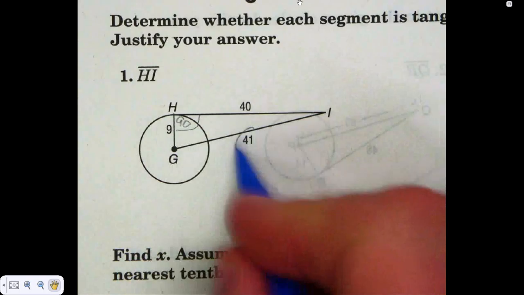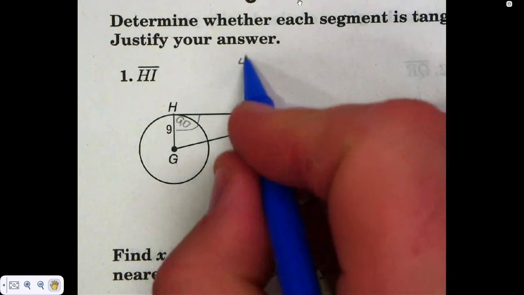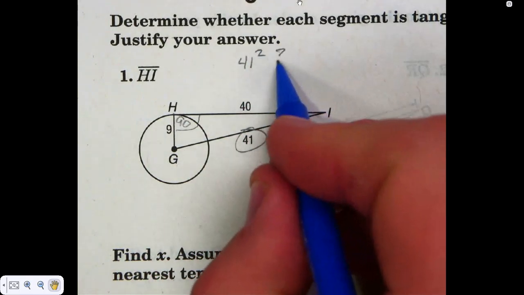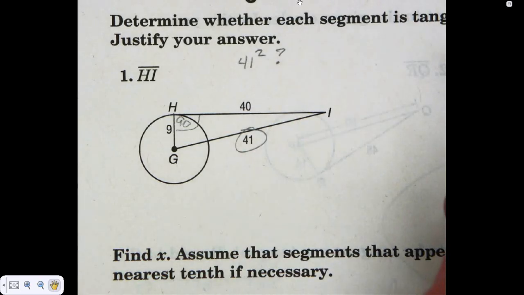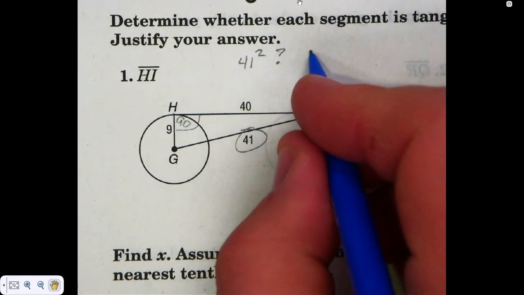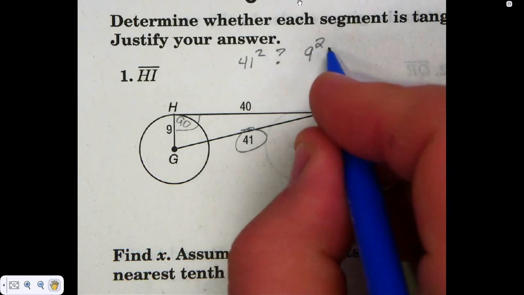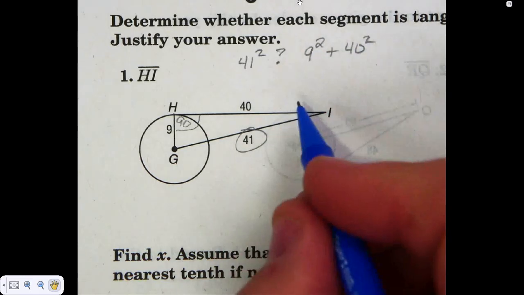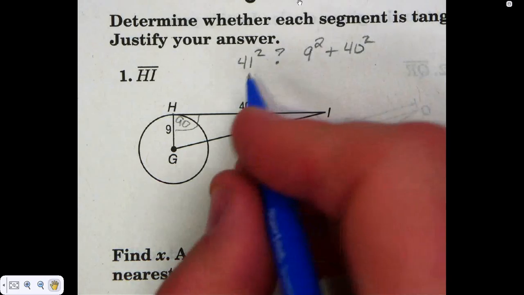So what I need to see is where's my hypotenuse? 41. I need to see if 41 squared is equal to, and I'm going to put a question mark, the sum of the squares of my other two legs. My other two legs? 9 squared plus what? 40 squared. What is 41 squared?